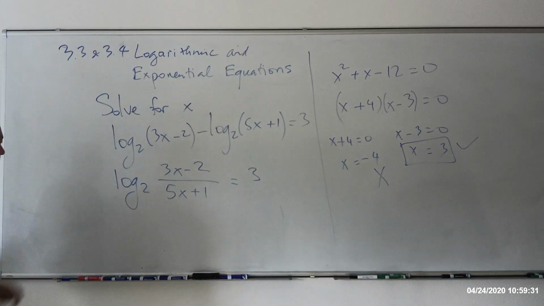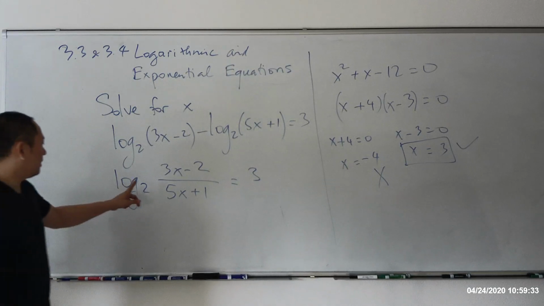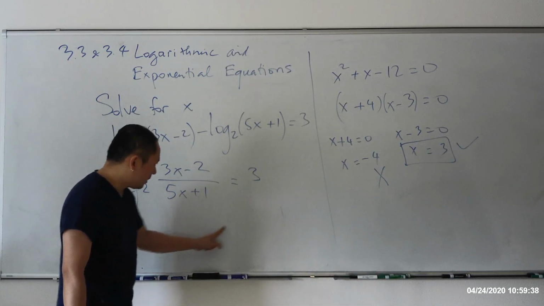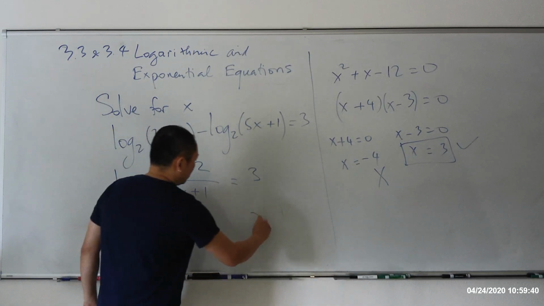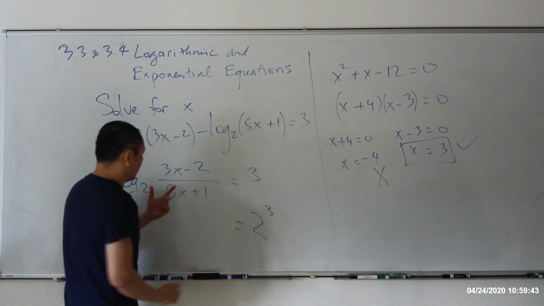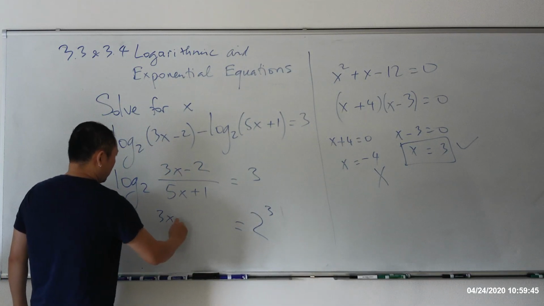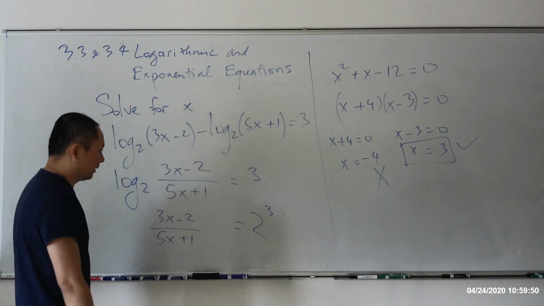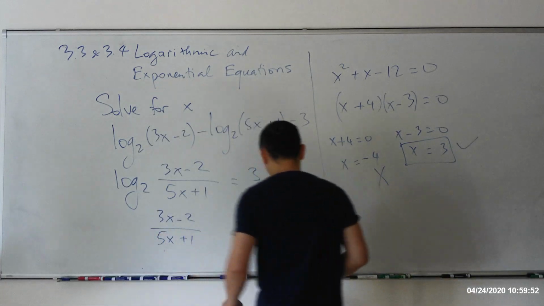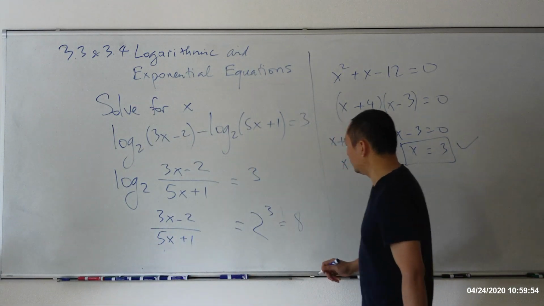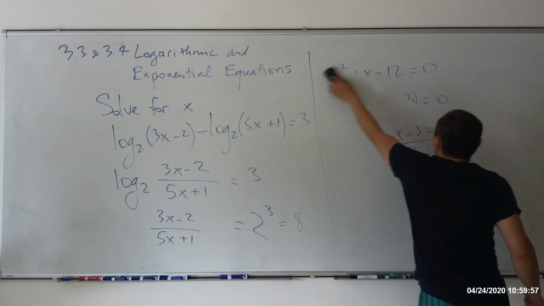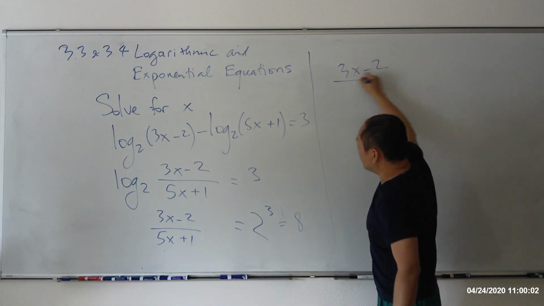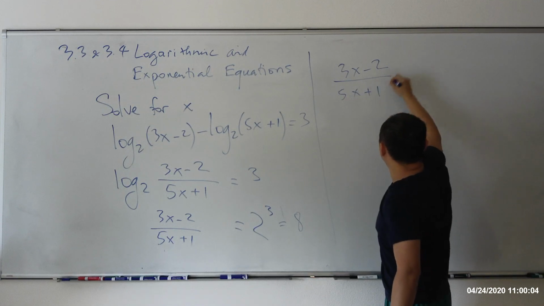Apply the same definition that we have. After you have a single log equal to a number, base 2 raised to the exponent 3, 2 to the third power, is going to be equal to the fraction, 3x minus 2 over 5x plus 1. And 2 to the third is equal to 8, 2 times 2 times 2. So what we have here is 3x minus 2 over 5x plus 1 equal to 8.